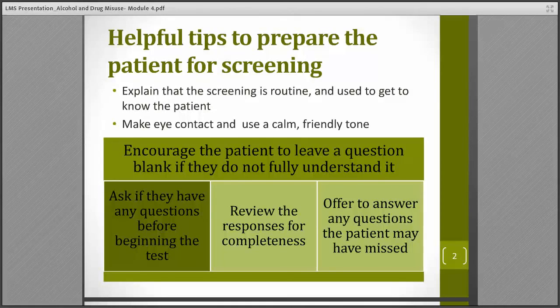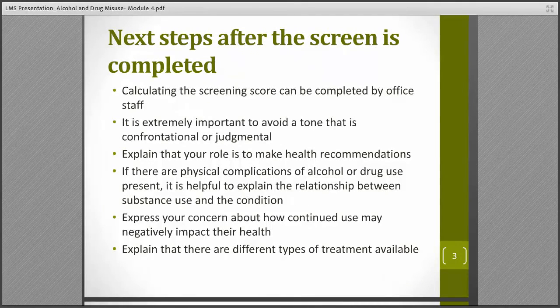If the test is being self-administered by the patient, encourage the patient to complete all the questions that are required. Once the screen has been completed, offer to answer any questions the patient may have or prompt the patient to complete any questions left unanswered. Adolescents should be encouraged to answer the screening questions outside of the presence of a parent.